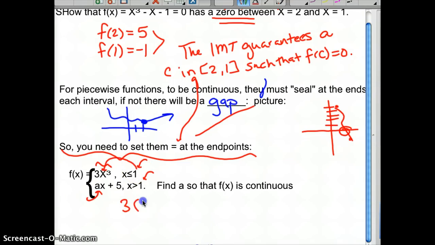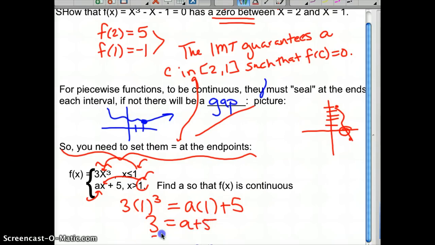I say what will force 3 times 1 cubed to match or seal up with a times 1 plus 5. And what I get is 3 has to equal a plus 5. Or negative 2 would have to equal my a, which means the slope of my line that's going to force that to happen, or to seal up right there, is a negative 2. I'm going to go put that in blue. Now run a check on it. At 1, this one has a value of 3. At 1, negative 2 times 1 plus 5 is also 3. So I've just sealed those two pieces up.